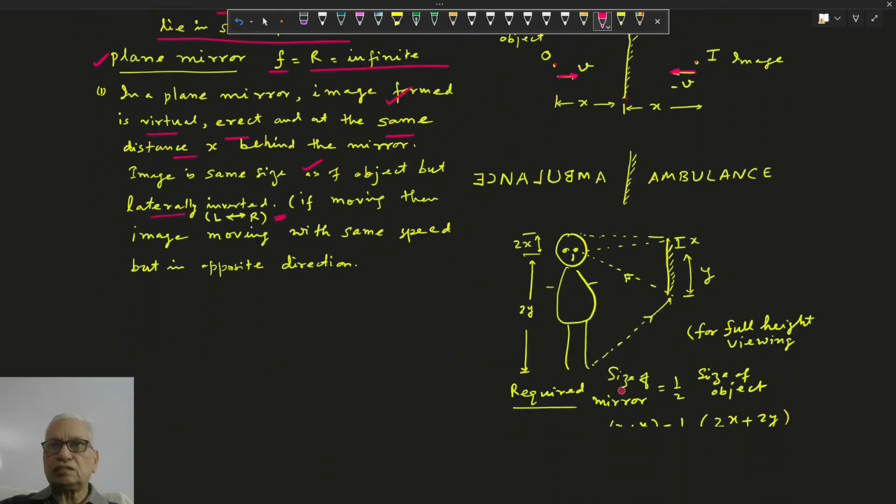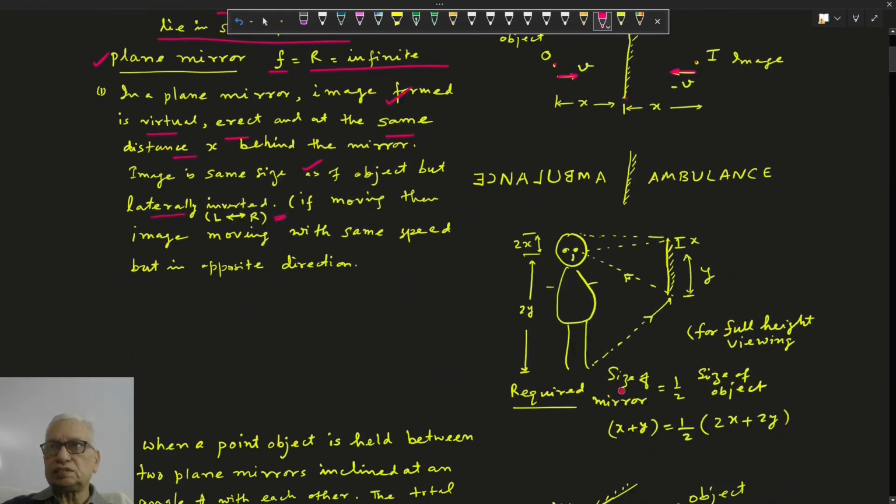But it is literally inverted, left to right, right to left. Like see here, suppose on an ambulance it is written in this sequence, in the image we are getting the correct spelling. Yeah? So it is literally inverted, left and right.